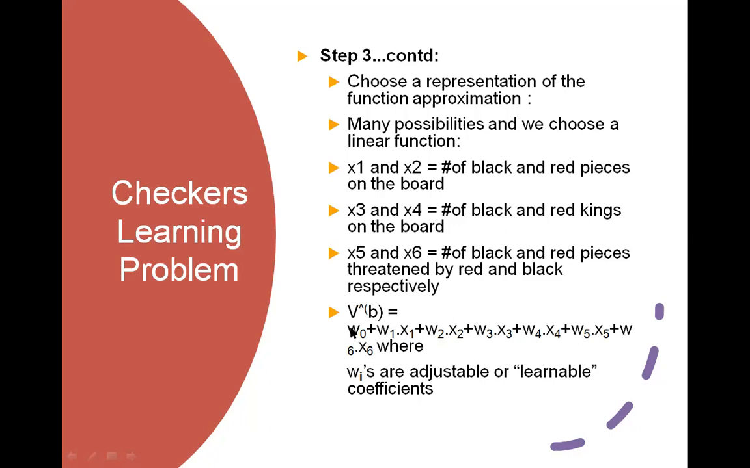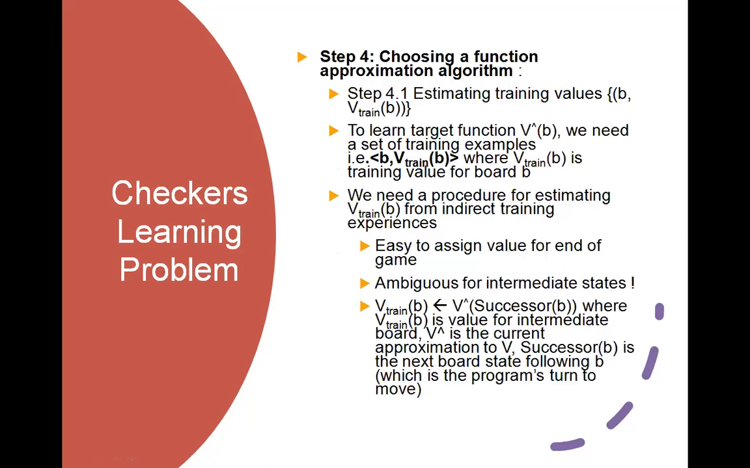So see, V dash of B, we are interested in calculating the board value. The successor board value depends on the number of pawns or types of pawns that are present in the board. So that is nothing but this linear combination of these values along with their particular weights. We call them learnable coefficients because we are going to update the weights based on the scenario.